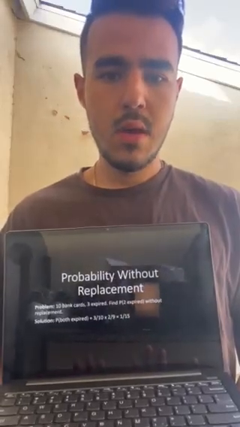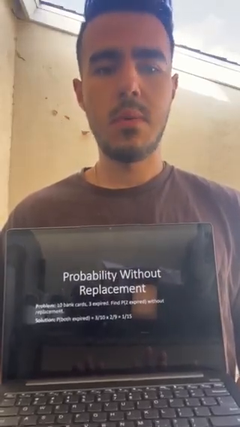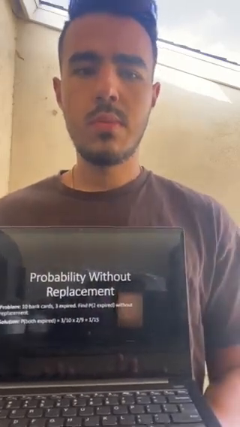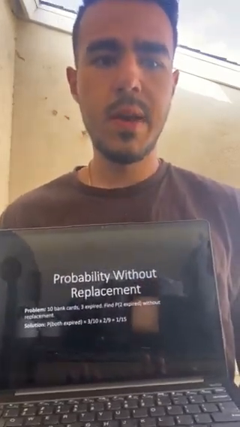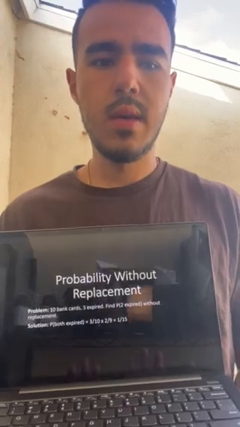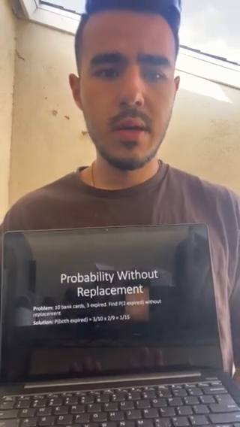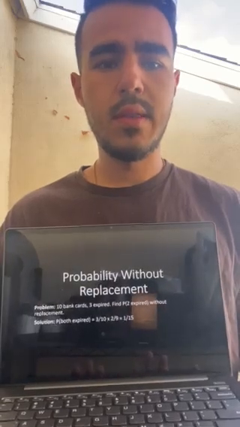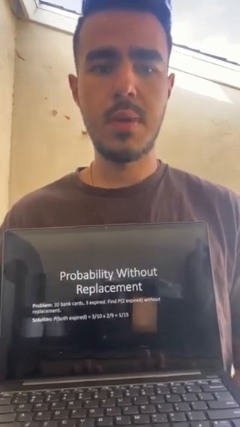Hi, welcome to our first problem. Imagine you have 10 bank cards and 3 of them are expired. We want to know the probability of randomly selecting 2 bank cards without putting the first one back, and both of them being expired. To solve this, we need to calculate the probability of the first card being expired and then the probability of the second card being expired.